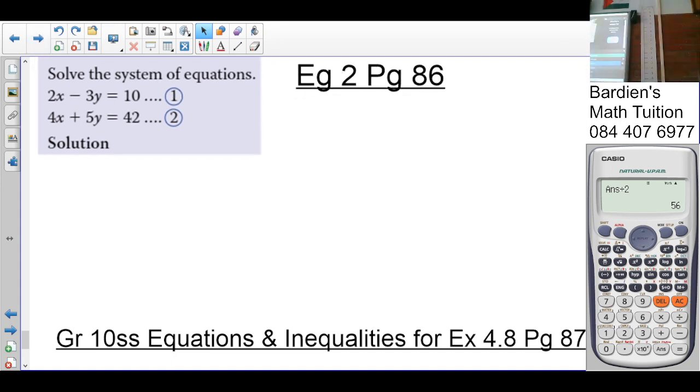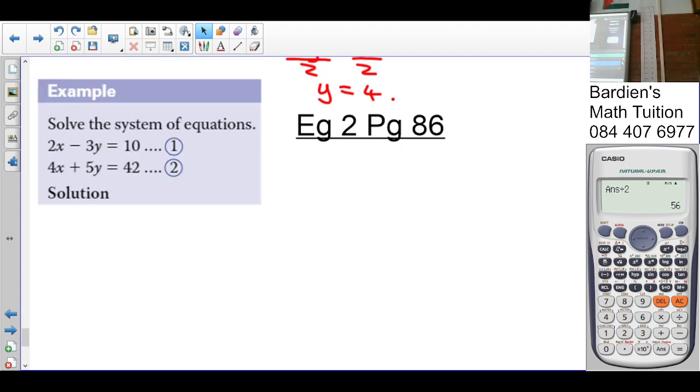Should we use elimination? Yes. Okay, I just realized now that this example is part of tomorrow's lesson, and that was the question that one of the students asked earlier on. Alright, so we'll talk about that tomorrow.